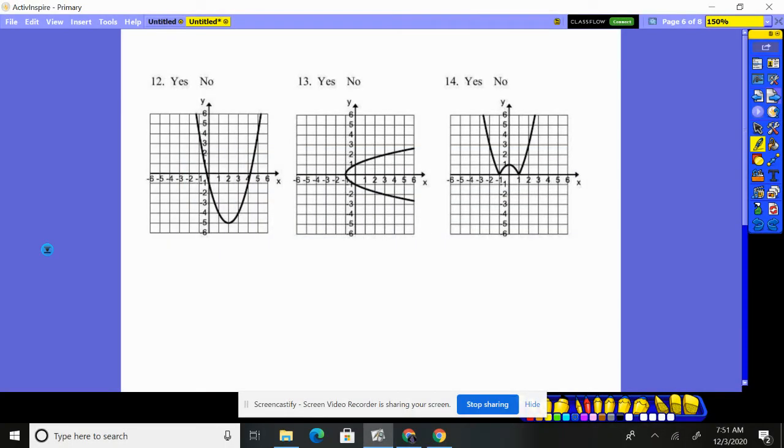Remind me later. Number 12 says, hey, is this guy a function, this graph? Well, let's see. When x is 2, there's only one value that goes with it. When it's 3, one value goes with it. When 4, it's one value that goes with it.